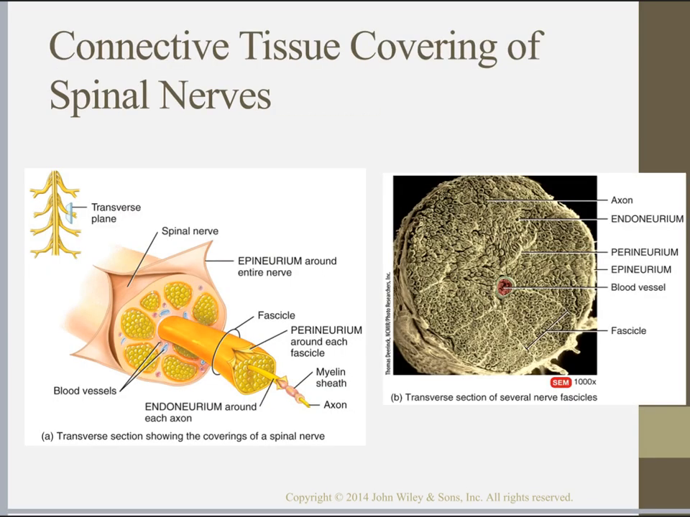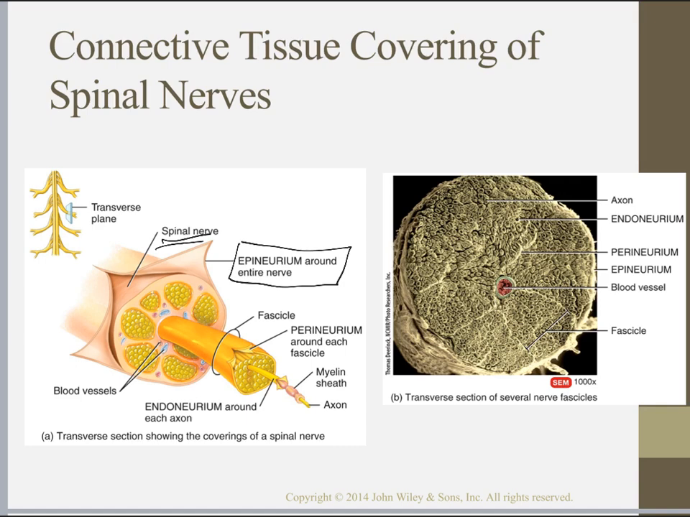Connective tissue coverings of spinal nerves. Similar to muscles, we're going to see a similar nomenclature and very similar arrangement to our nerves as we saw with our muscles. So let's start with our analogy of those bundles within bundles. We'll start big. We'll take one entire spinal nerve. We're going to cover it with a connective tissue, and it will be called the epineurium.